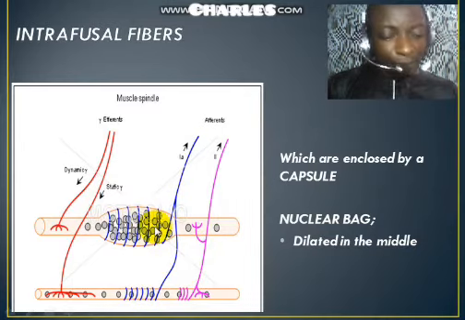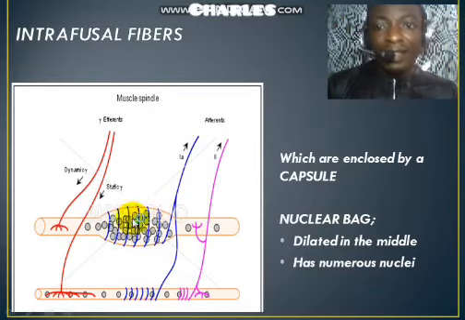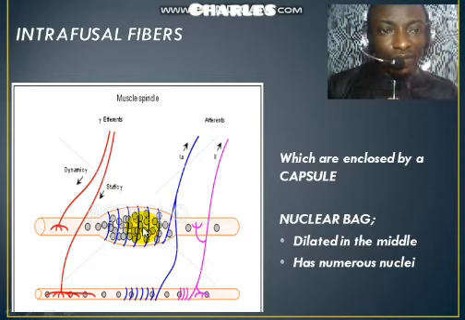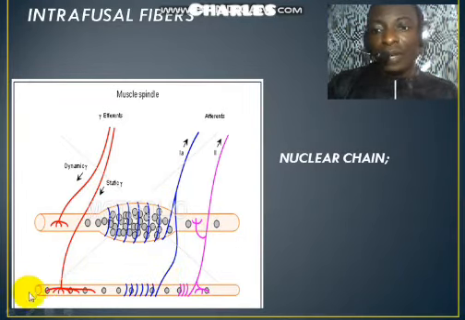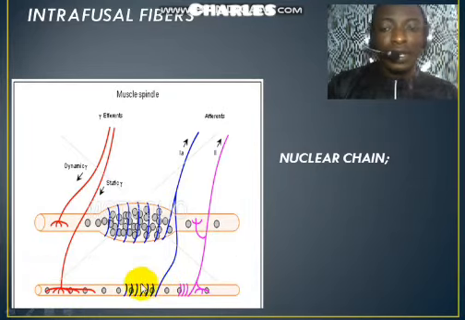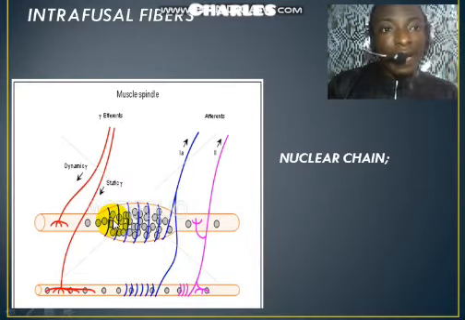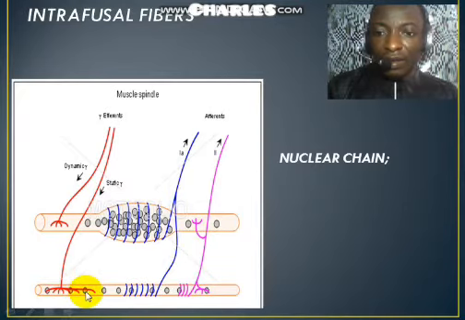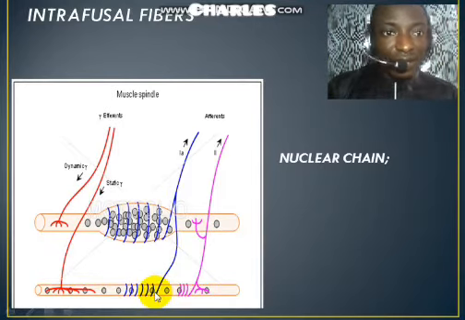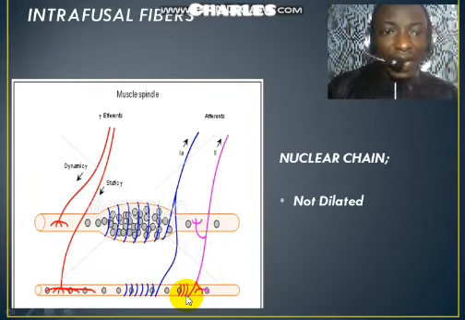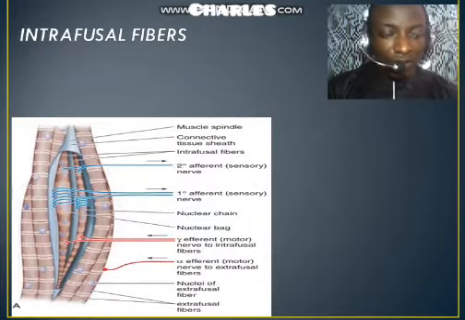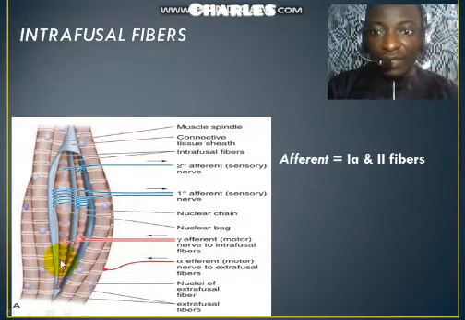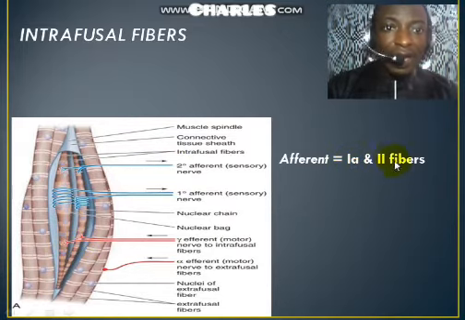Again, there are numerous nuclei within the nuclear bag components of the intrafusal muscle fibers. Going forward, the nuclear chain components of the intrafusal muscle fiber represents this portion here. That is diagram B. Comparing diagram B, that is nuclear chain, to the nuclear bag component, you find out that the nuclear chain fiber is thinner and does not have any dilations around the central area. It is not dilated. Secondly, it has very few nuclei within it.